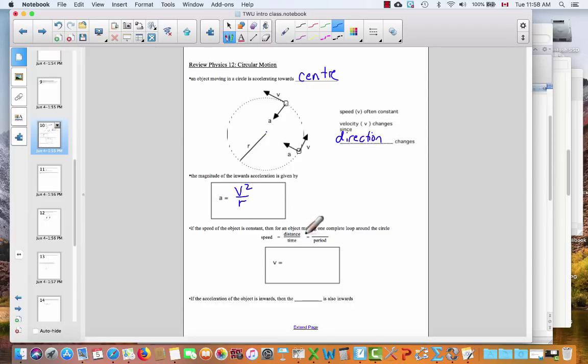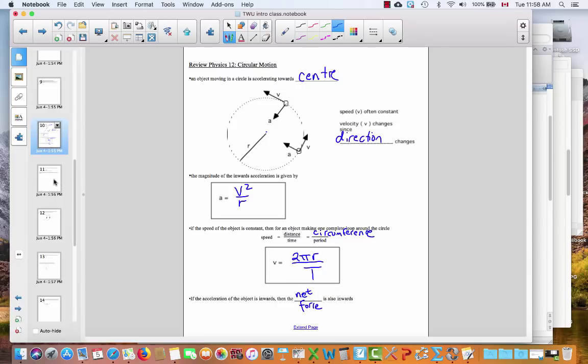This should be familiar to you from previous physics classes. Now, if the object is traveling at constant speed around the circle, then we can say that its speed must equal distance over time. Now, the distance for a full lap is called the circumference, and the time for a full lap is called the period. Circumference of a circle is 2 pi r, and for period we use a special time, we use capital T. Now, we've said the acceleration must be inwards. If the acceleration's inwards, then so is the net force by Newton's second law. Those have to be in the same direction.